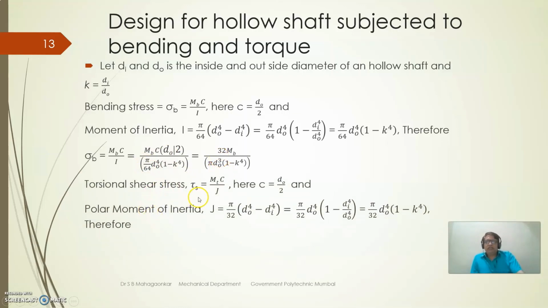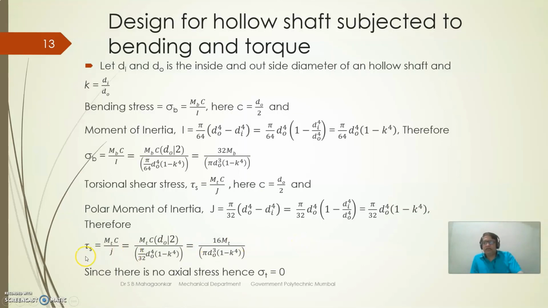So torsional shear stress tau s is equal to mt into c upon j. c is equal to d naught by 2. j is the polar moment of inertia. It is twice of I. If you multiply twice of this, what you will get is pi by 32 into d naught raised to 4 into 1 minus k raised to 4, right? So using these values, we can put it in the equation.